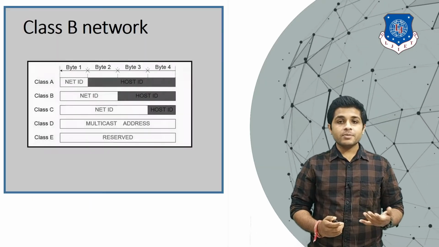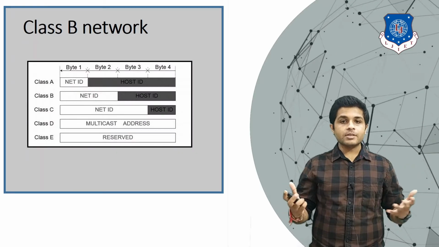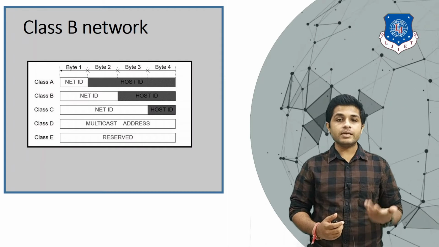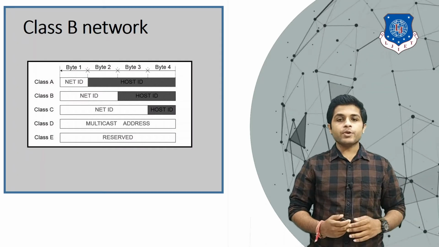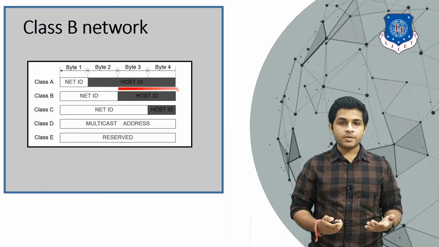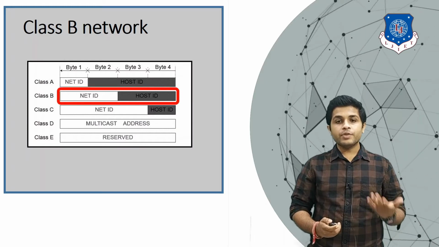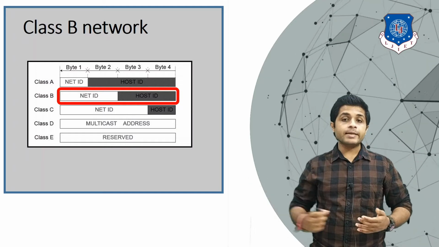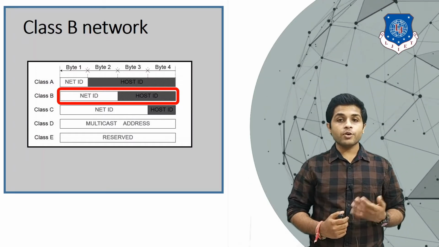We know that the total IP addresses are divided into 5 classes, which are A, B, C, D and E. Right now we are only interested in class B. In class B, we know that the first 2 bytes, meaning 16 bits, are for the network ID and 16 bits are for the host ID.